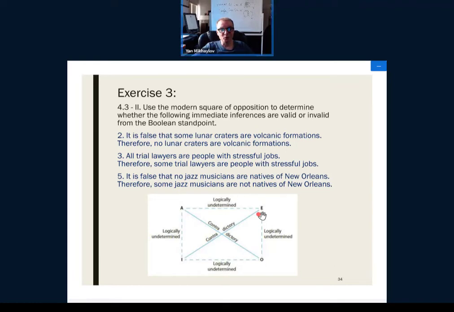Now the question number 2, once you can do it, is: are you changing your true value? Because you also have to change your true value. And the answer to this is yes, you change your true value, because this one is false and this one is true. So it's valid. That's your answer for the first one.